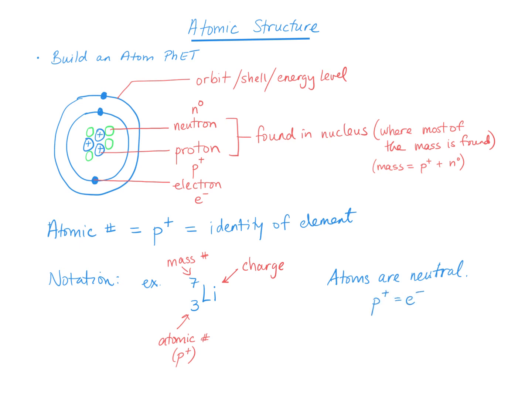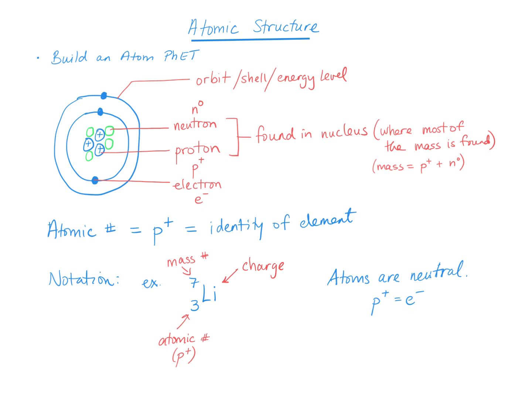When is it neutral? When the protons and electrons are the same. So atoms are neutral. And you can see that 3 protons, 3 electrons. In a different atom, maybe there's 10 protons. That means there's going to be 10 electrons. For atoms, the protons and electrons are always equal.